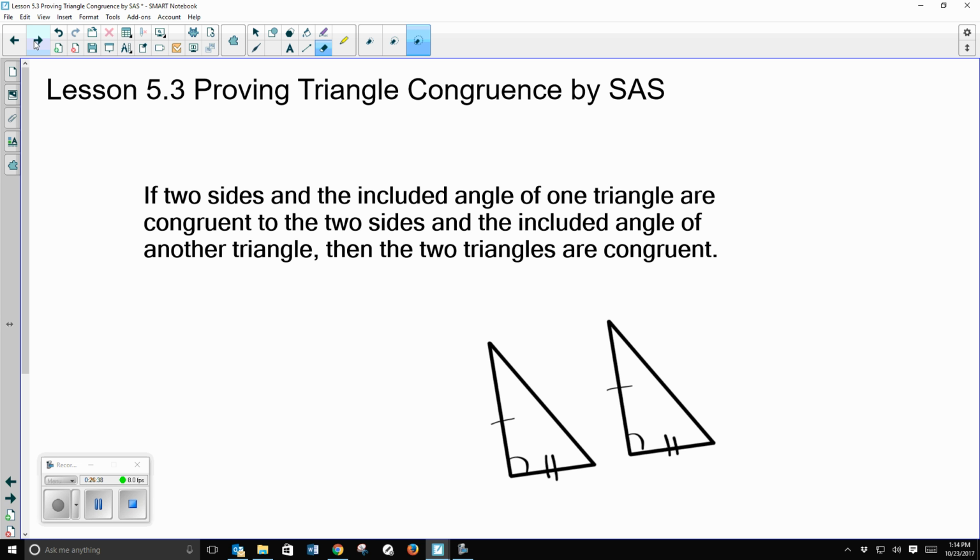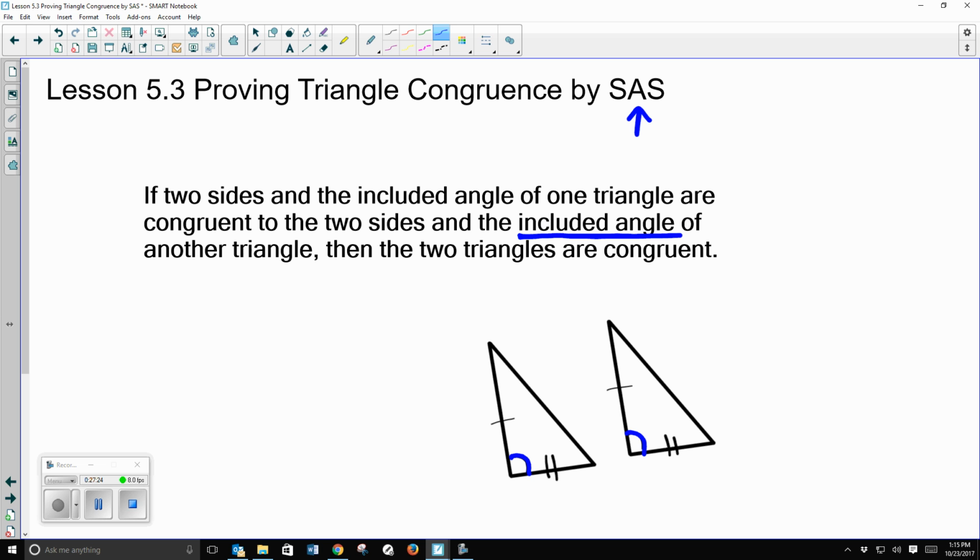Side, angle, side: if you can prove that these 2 sides are congruent, these 2 sides are congruent, and the angle in between those 2 sides, formed by those 2 sides, are congruent, which is called the included angle. This is very important. For some reason we have a hard time with this. The included angle is the angle formed by the sides that are congruent to the sides of the other triangle. That's why it's side, angle, side, not angle, side, side, or side, side, angle. The angle has to be in between the 2 sides, just like it is here.